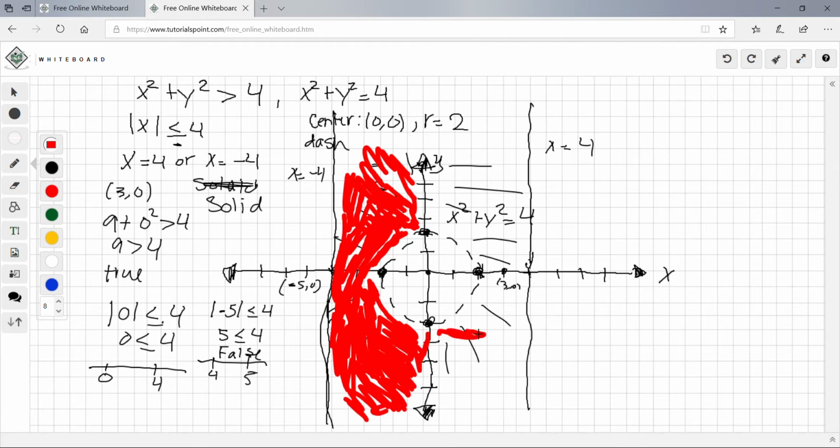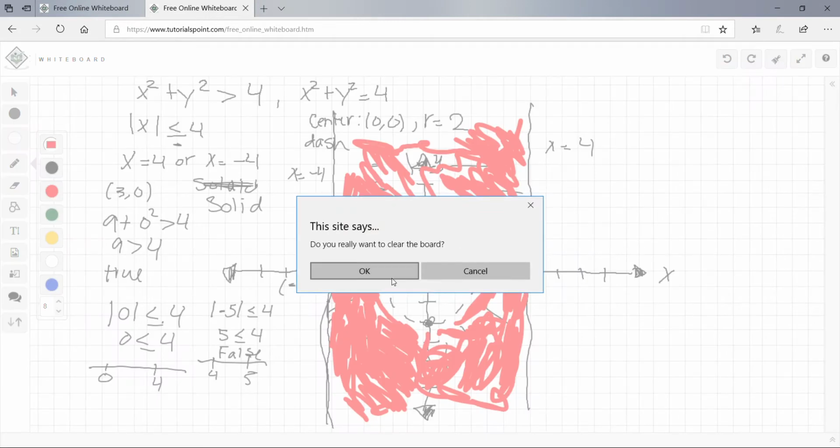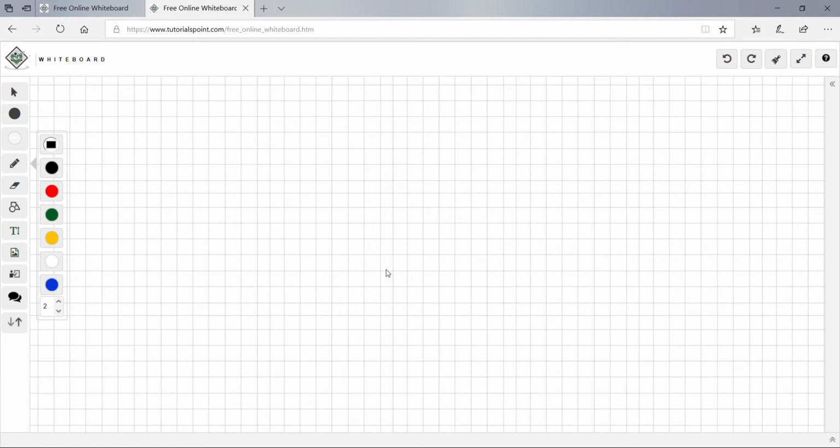Yes, the shading is important. So you get the idea, right? Okay. And this will be our last problem.